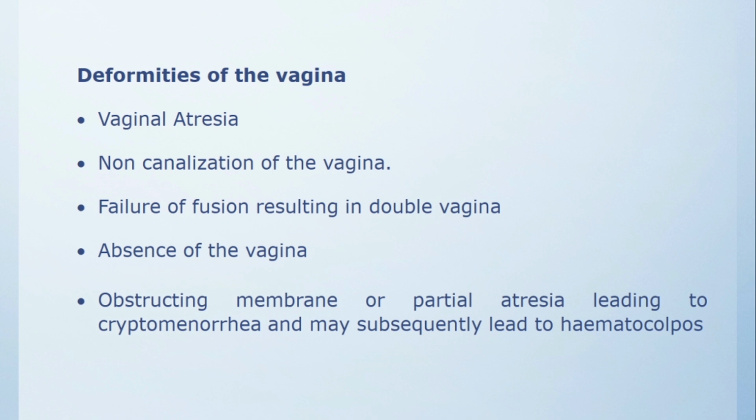There could be failure of fusion resulting in double vagina, particularly when the Mullerian structures are coming medially and there is failure of fusion. There could be absence of the vagina. Obstructing membrane or partial atresia leading to cryptomenorrhea and subsequently to hematocolpos can also be present in the vagina.